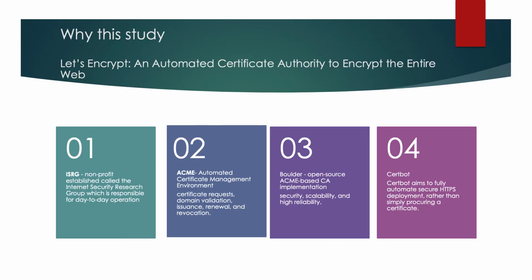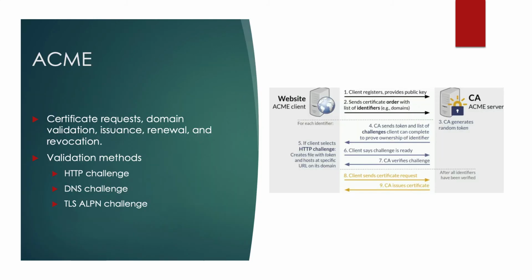Four working components to the Let's Encrypt CA. The first one is ISRG, which is responsible for day-to-day operation. ACME, Automated Certificate Management Environment, which is responsible for everything from certificate request to renewal, revocation, and issuance. And Boulder, that is an open source ACME-based CA implementation. It's meant for secure, scalable, and highly reliable operation. And Certbot, which aims to automate the installation of your certificate and make sure your web server is configured correctly for that.